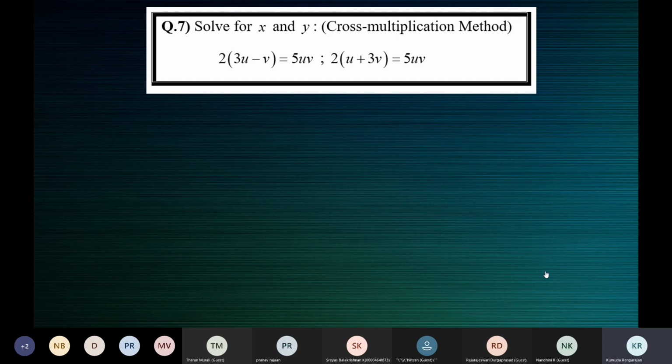So here, solve for x and y using the cross multiplication. Ma'am, if it says simply solve for x and y, you may use any method, ma'am. Any method. Sometimes the method will be specific. The special method will not be specified. You should identify that it's a special method. Okay, thank you.